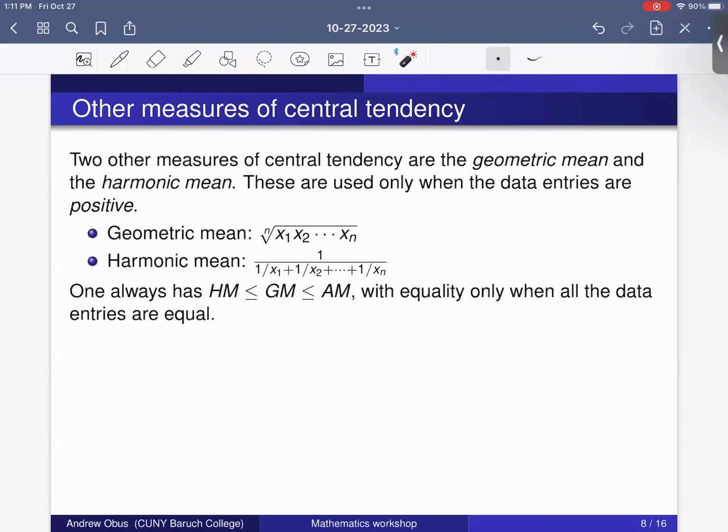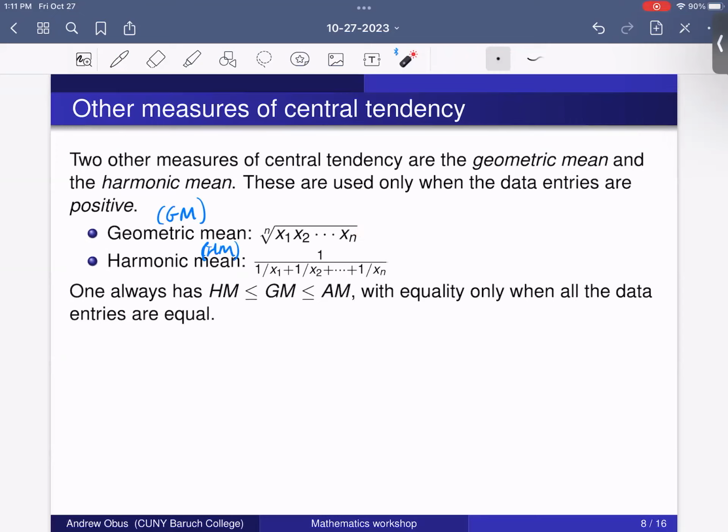Okay, so there's a couple of other measures of central tendency that we don't use quite as often. So I'll just say a little bit about them. There's something called the geometric mean, and there's something called the harmonic mean. And we generally use these only when the data entries are positive. So the geometric mean, by the way, is sometimes called GM, and the harmonic mean is sometimes called HM. And there's something called the quadratic mean. There's a bunch of means, but these are maybe two of the most common.